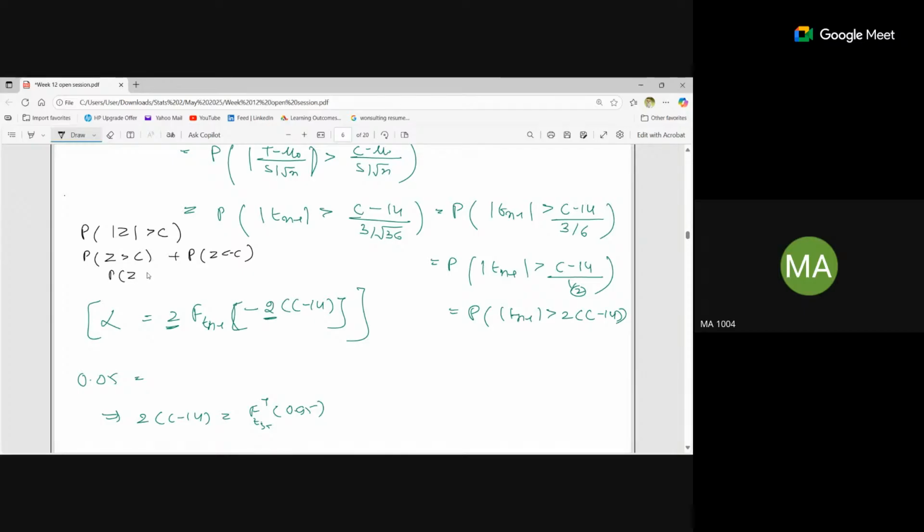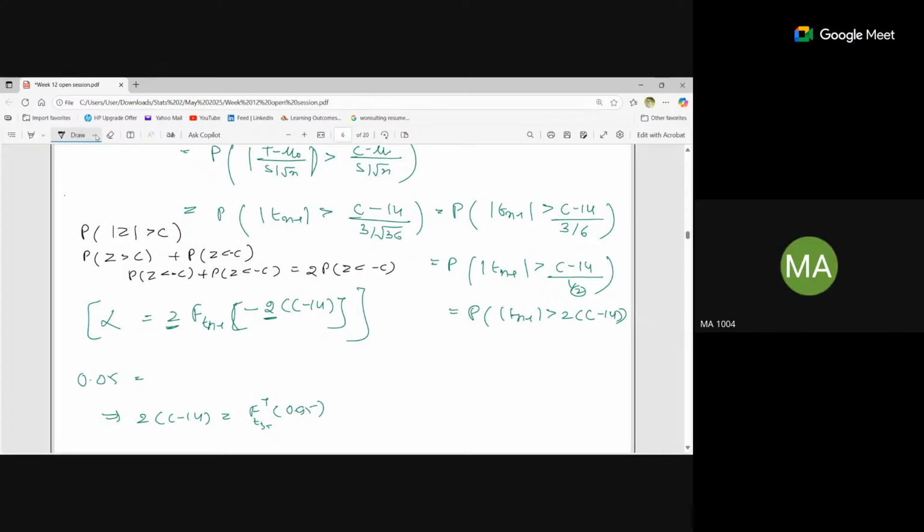Now this can be written as, this is equal to what? Probability of z greater than c will be equal to probability of z less than minus c. Yes or no? Yes, in a normal distribution. So I can write this as 2 into probability of z less than minus c, and this is 2 into F(z), right? Got it.